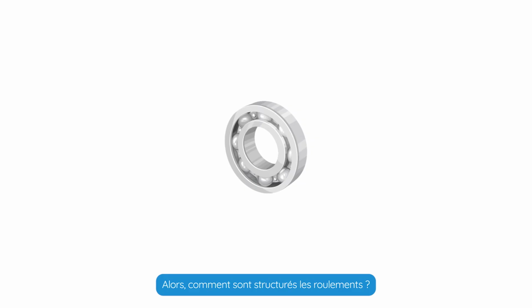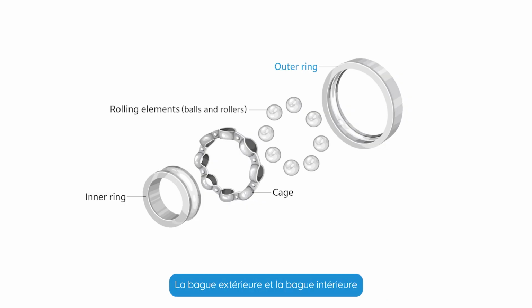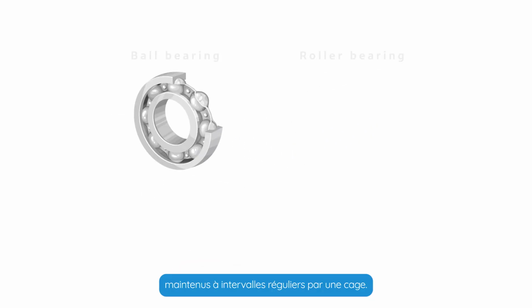So, how are bearings structured? Bearings are broadly divided into 4 basic components. The outermost ring is the outer ring, and the innermost ring is the inner ring. Between these rings are the rolling elements that rotate. A cage keeps the rolling elements in place at equal intervals.